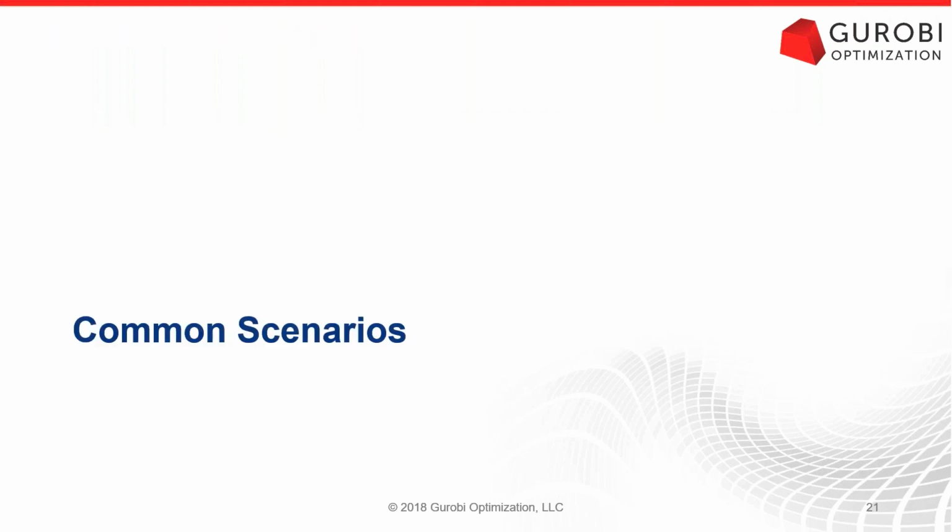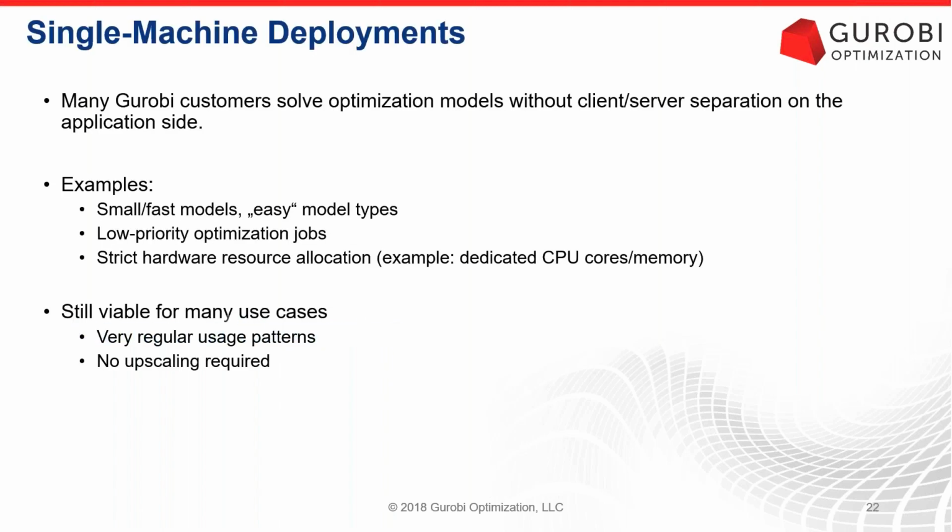So okay, now we have talked about a lot of aspects that you need to consider when you develop these kinds of applications and when you integrate Gurobi into these applications. Let's look at a few common scenarios of what an application infrastructure can look like. So the first one is single machine deployment.